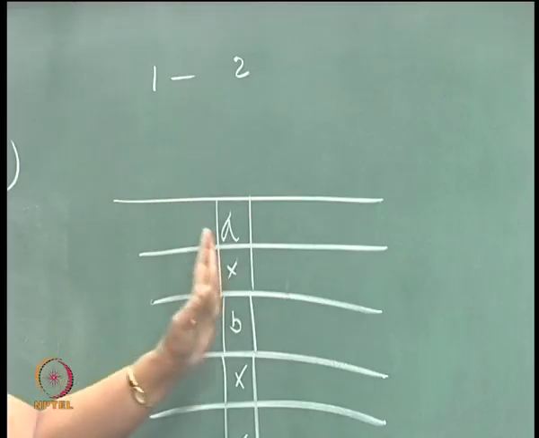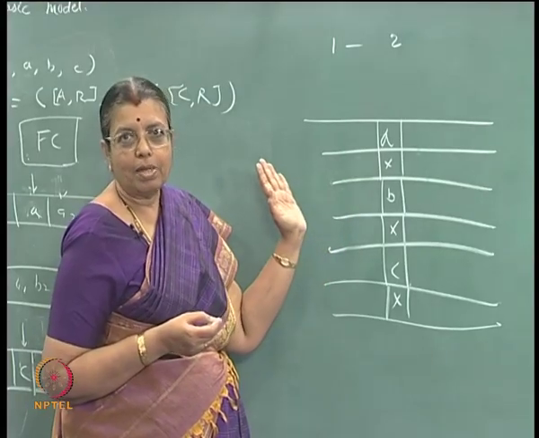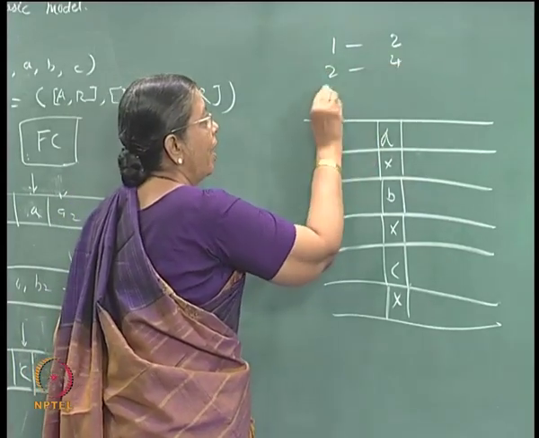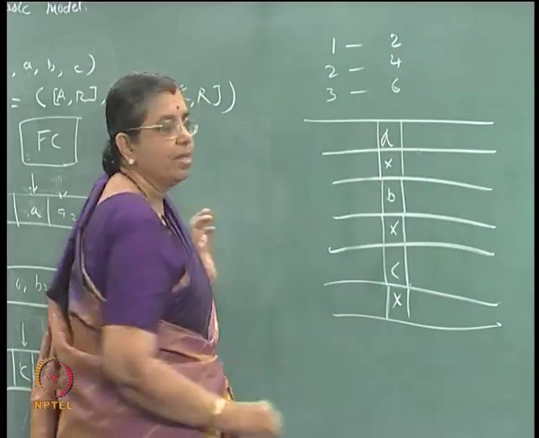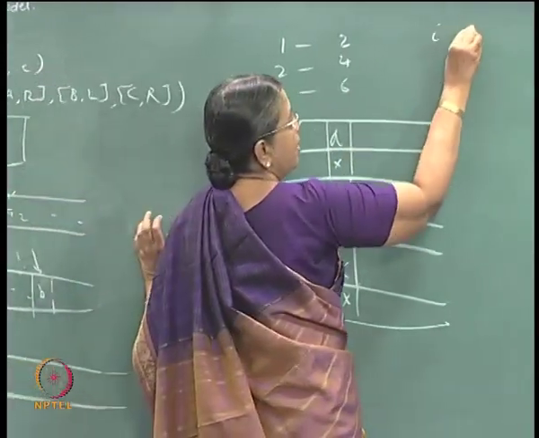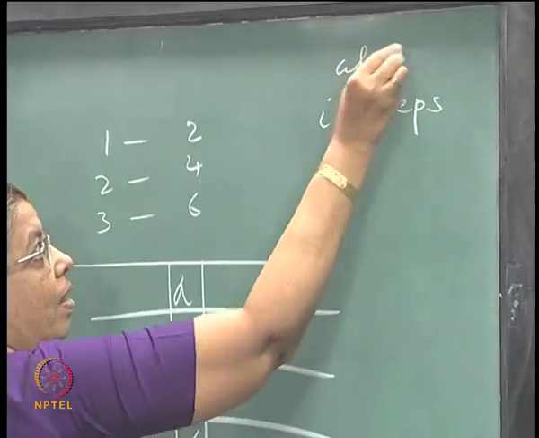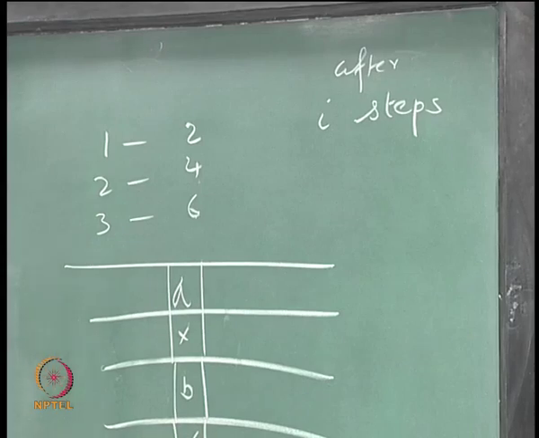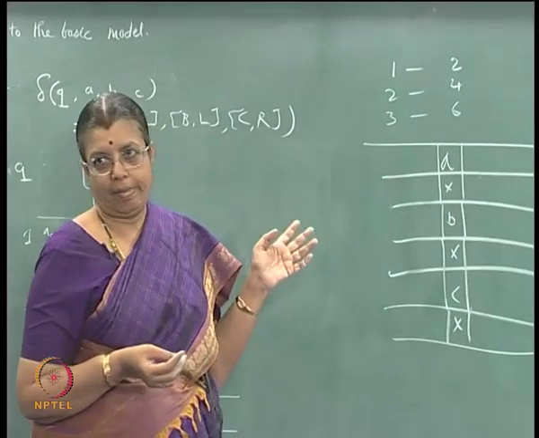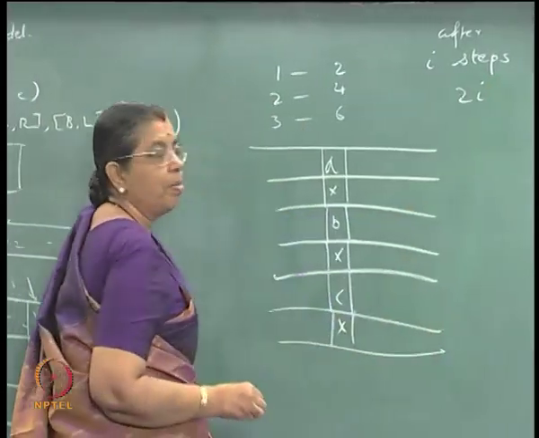After one move you can move one cell to the right and one cell to the left. So, the excess can be 2 cells apart. After making the second move it can be 4 cells apart, after making the third move it can be 6 cells apart and so on. So, after i steps the distance between two x's will be maximum 2i. They can be 2i cells apart.